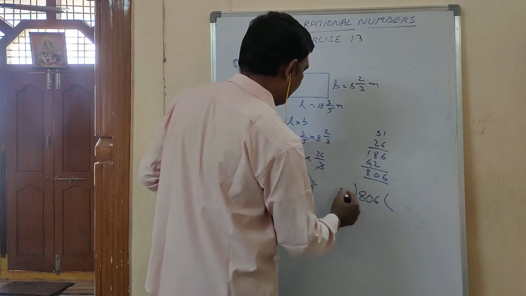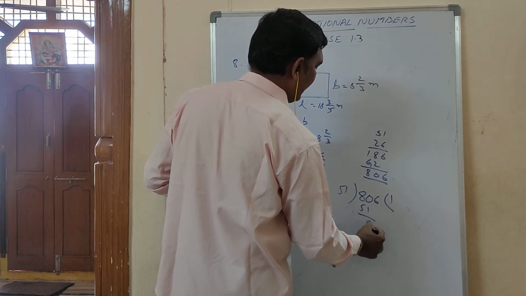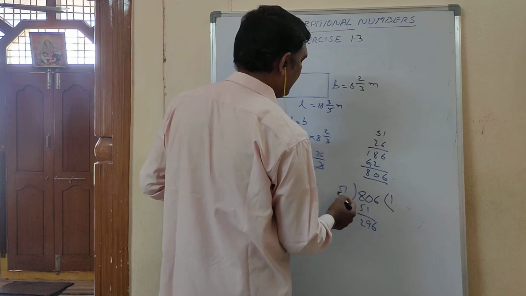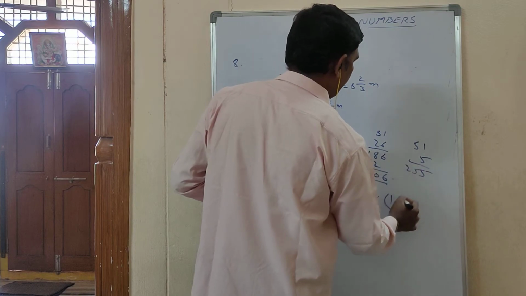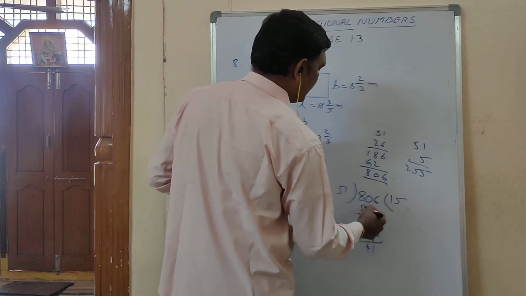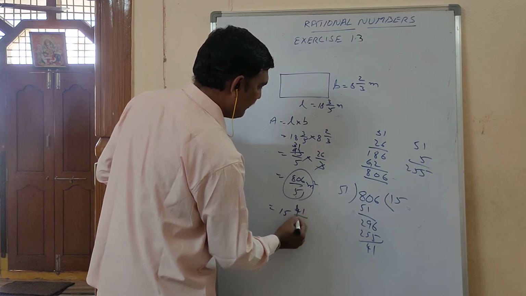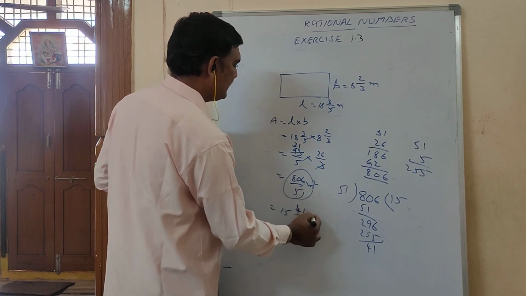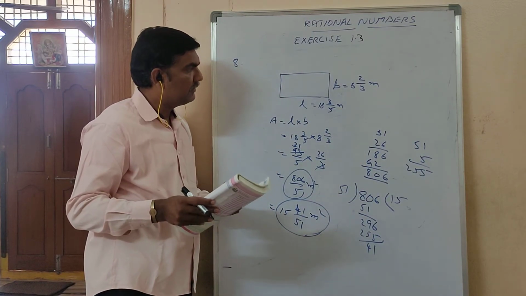806 divided by 51. 51 ones are 51. 10 minus 1 is 9. 7 minus 5 is 2. Bring 6 down. 51. Okay, 6 it won't go. 51 fives are 255. 6 minus 5 is 1. 9 minus 5 is 4. So how much did you get here? Mixed fraction means 15 41 by 51. 15 41 by 51 square meters is the area of the rectangular park.